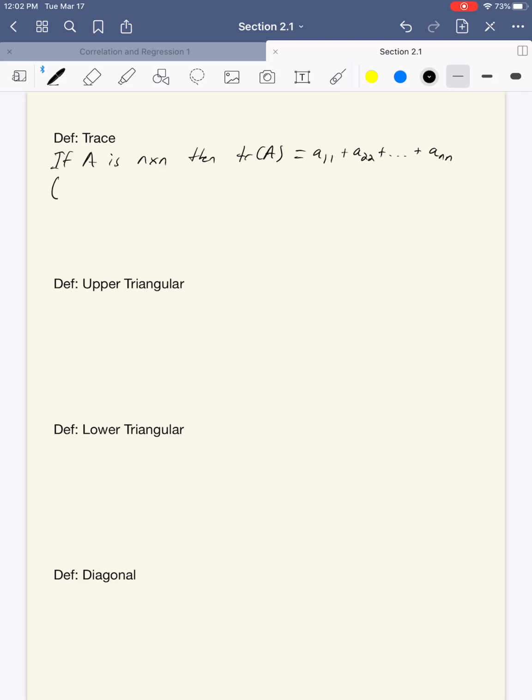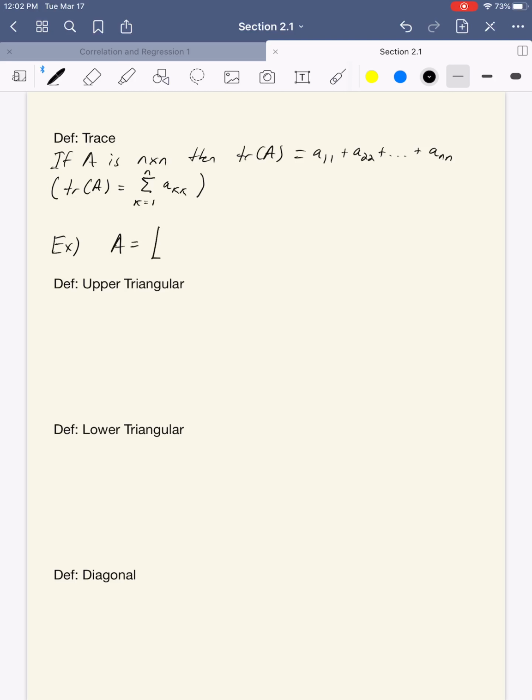If you want a little bit of fancier notation, you can say that the trace of A is the sum from k equals 1 up to n of a sub kk. And that just is saying that you would do a sub 1,1, a sub 2,2, a sub 3,3, so on and so forth. Just a little bit of summation notation. We will be seeing more of that as we move on. Let's see a quick example.